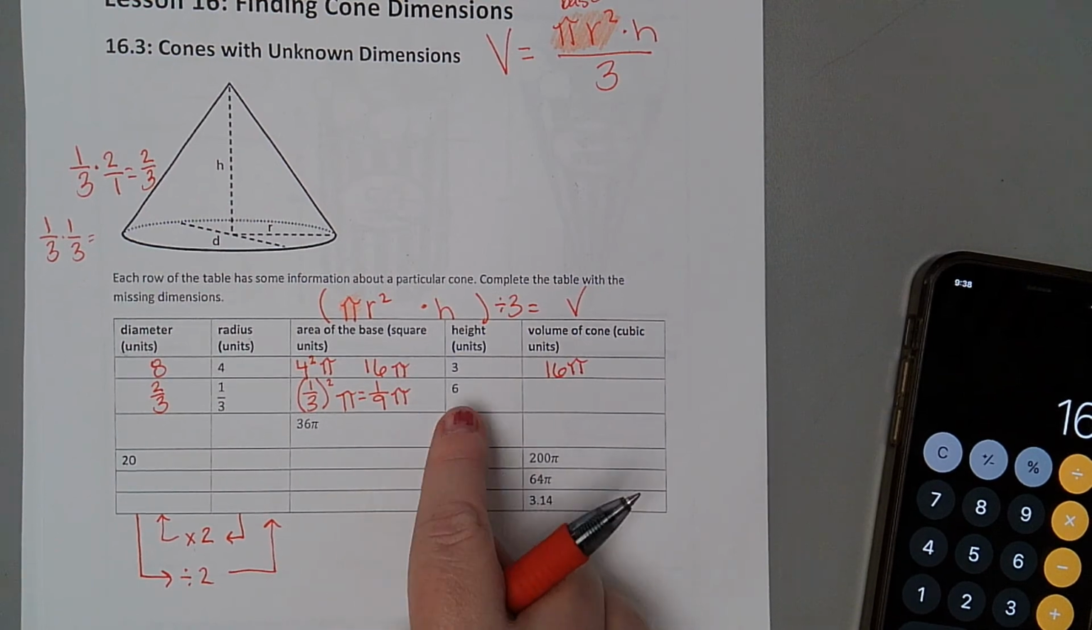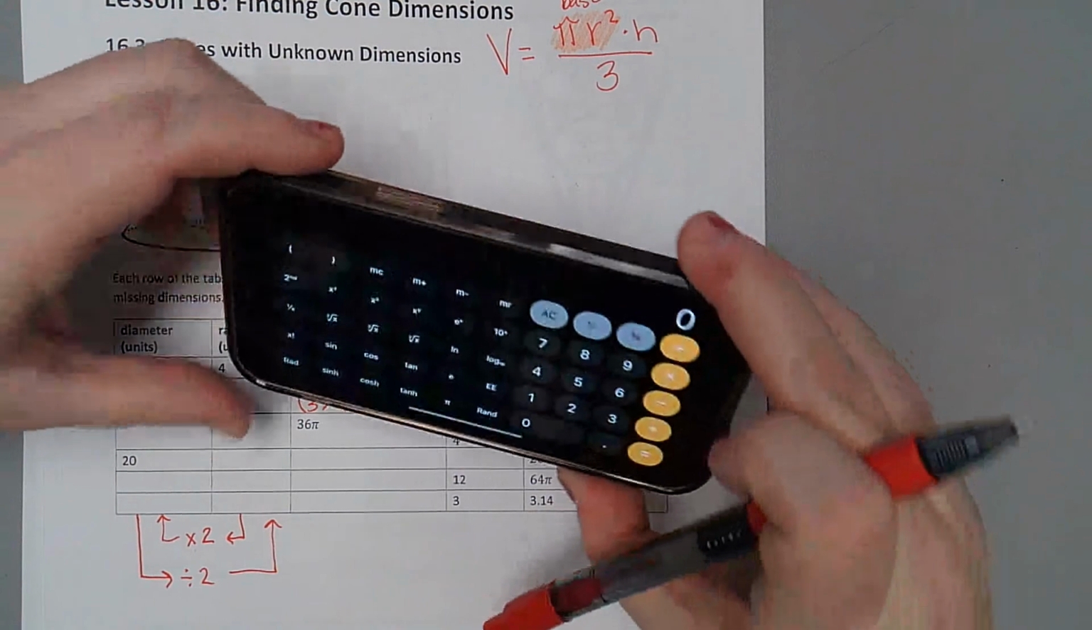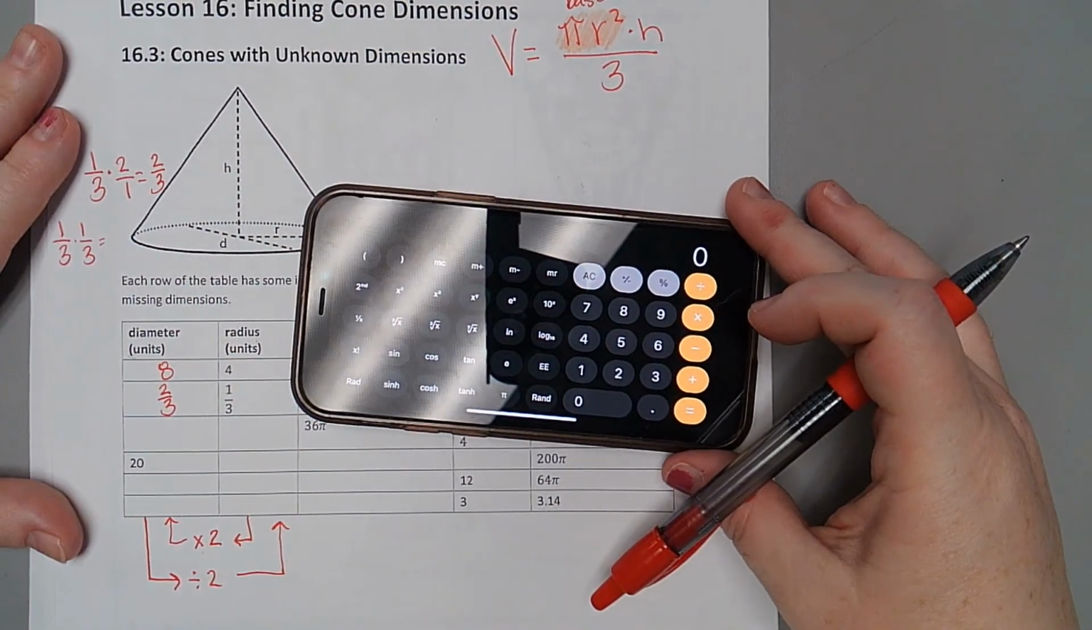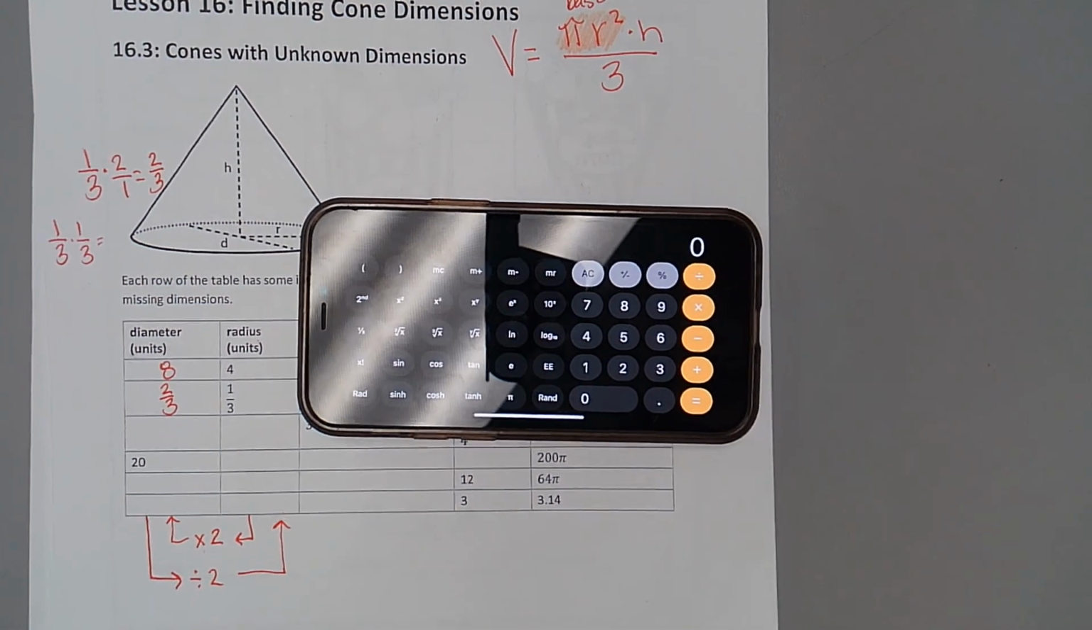So 1/9 times 6 divided by 3. I don't know if I can do that. Nope. Let me go get a calculator real quick.